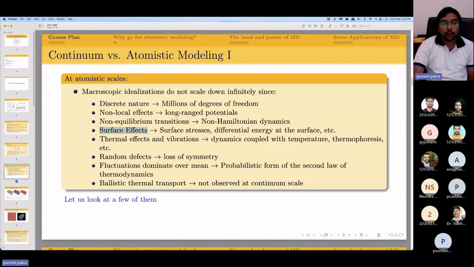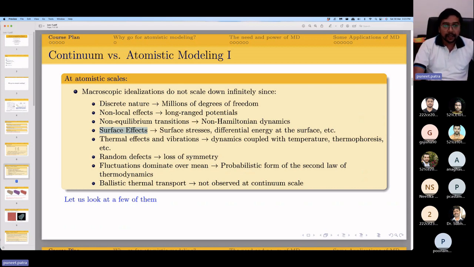So at atomistic scale levels, what is happening is surface stresses, surface energy, and if I combine all of them in terms of surface and call them surface effects, they start to play a major role within the dynamics. At continuum scale level, we do not really take into account the surface effects that much because they do not feature that importantly, and the reason we will see in the next few slides.